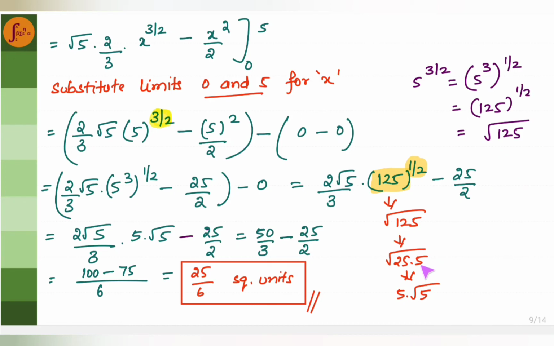Why are we going to write it as 25 into 5? Because we can find the square root of 25, which is 5. And then we are left with root 5. So it's going to be 5 root 5. So this entire thing is going to be 5 root 5. Now we'll further simplify this. You're going to get 25 by 6 square units.